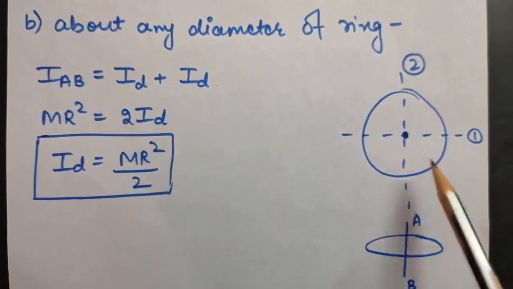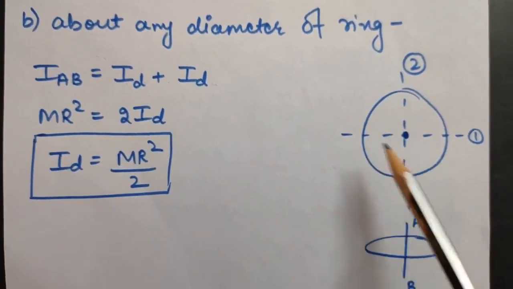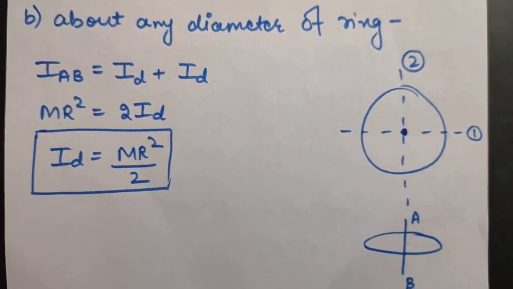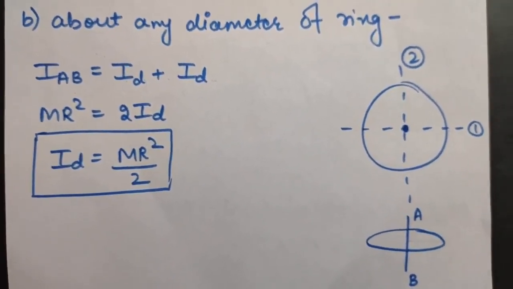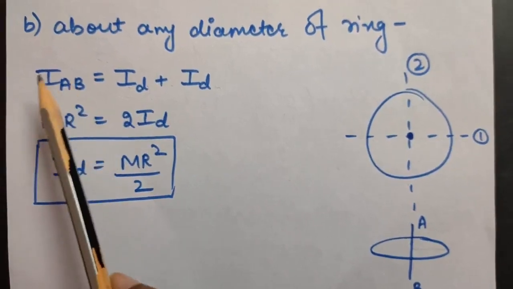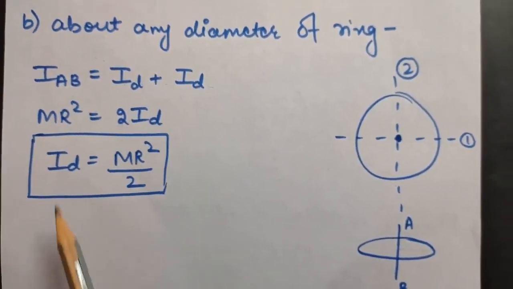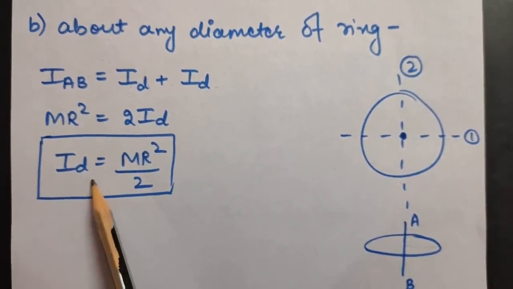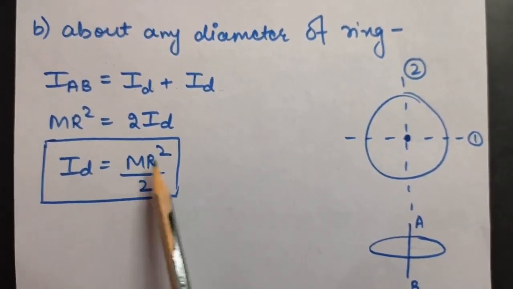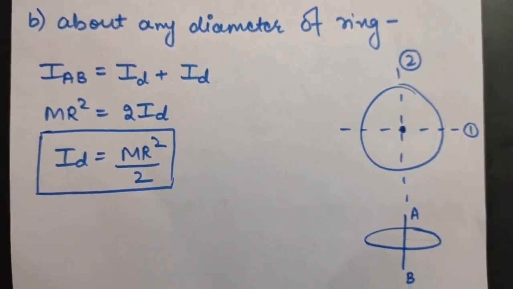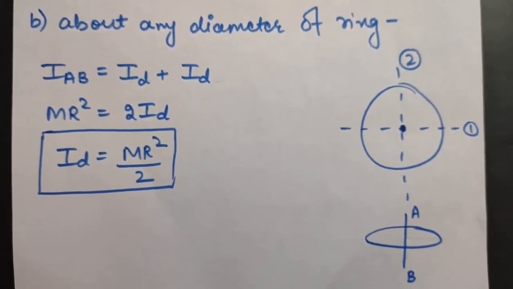I_D means the moment of inertia about this diameter and the moment of inertia about this diameter. Obviously both are diameters, so the moment of inertia will remain the same for both of them. As we have just calculated, I_AB is MR square, which is equal to 2 I_D. So from here, the moment of inertia about any diameter of the ring will come to be MR square upon 2. See how easily we can calculate by using the perpendicular axis theorem.